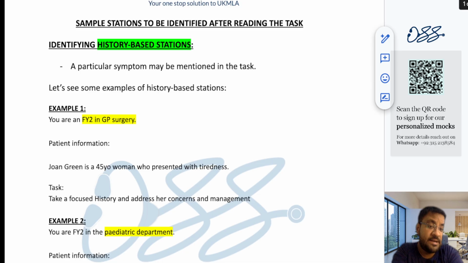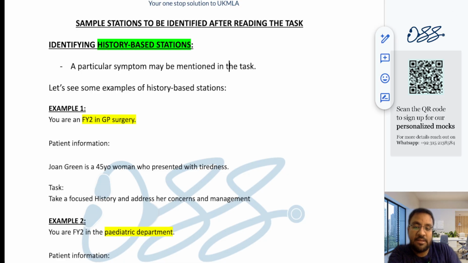So you need to be able to identify that this is a history based session, and in this I have to make sure that my history is much more detailed, and I'll talk about how to divide your time in different types of sessions later on. But just keep in your mind that your history needs to be really detailed in these types of stations. And how do you identify it?